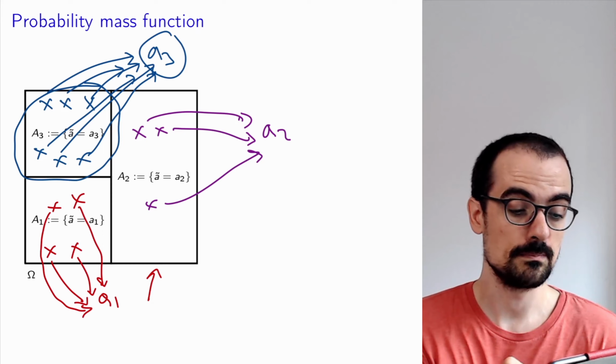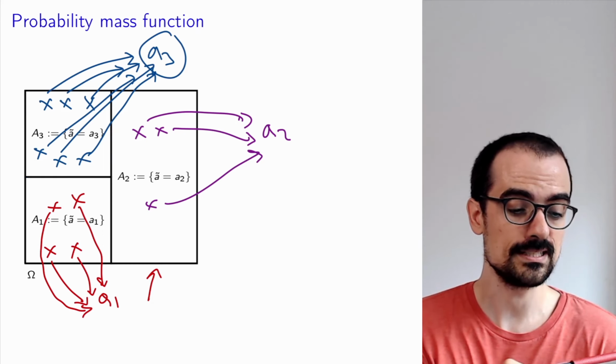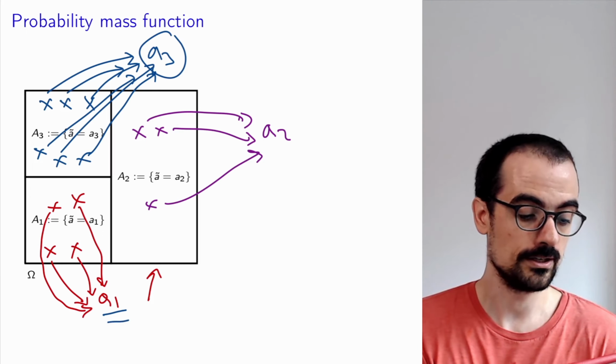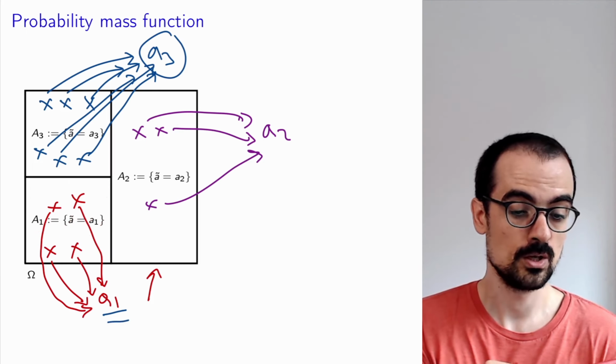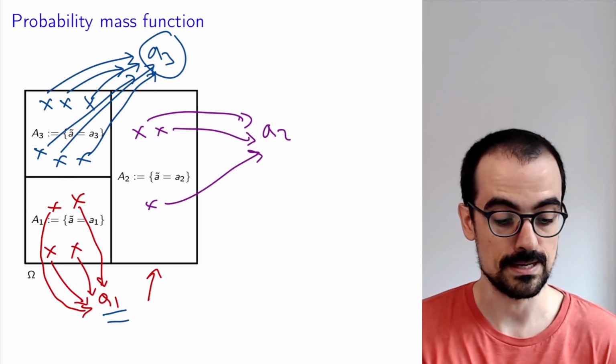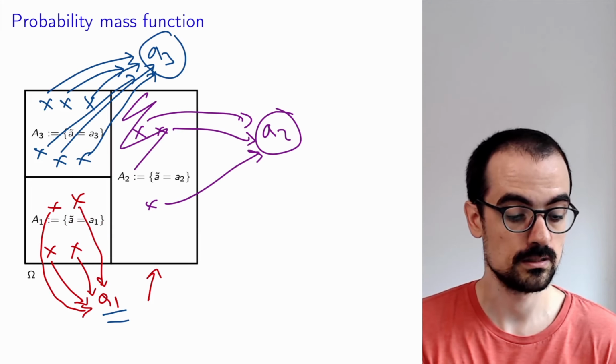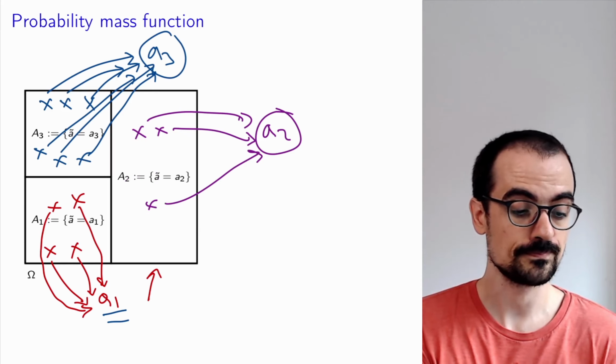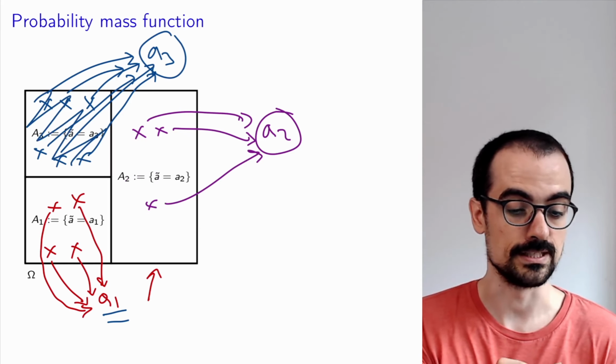Well, how do we build the PMF? We basically say, what's the value of the PMF at A1? Well, whatever the probability of this event is. What's the value of the PMF at A2? Whatever the probability of this event is. And what's the probability of the random variable at A3? Whatever the probability of this event is.